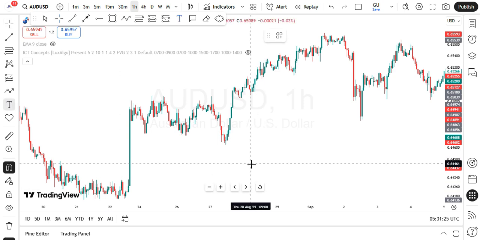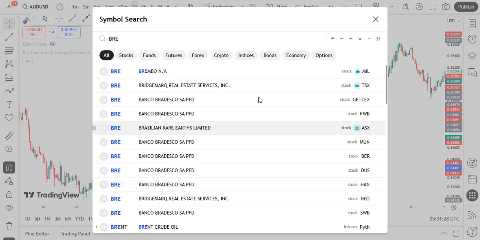One of those things is what we call break of market structure. What is this?